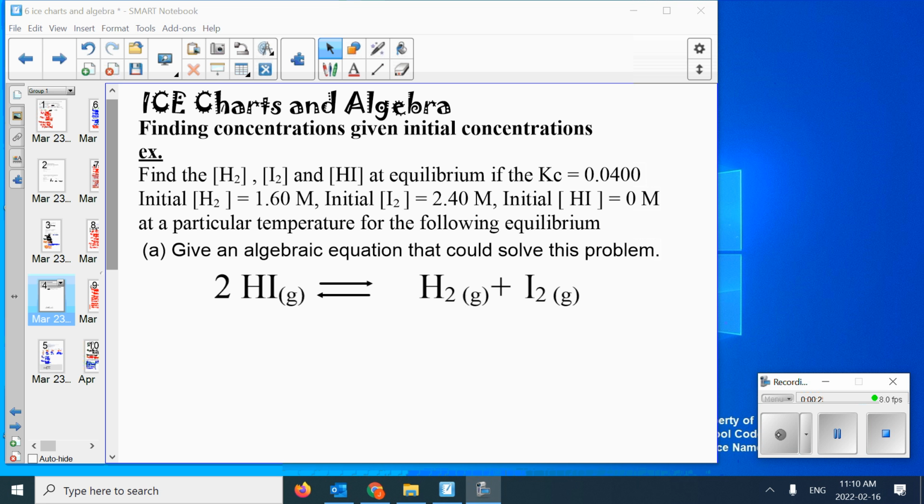Anyways, find the concentration. For those of you watching live but recording, jot this down, pause the video. Okay, we're live again. Find the concentrations of all three of these things at equilibrium if the K value is given. Now, Kc, Kq, same thing. I'm just getting you used to seeing either one. It is 0.4. We have initial concentrations of everything.